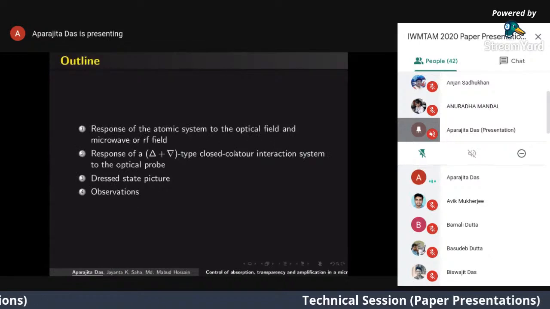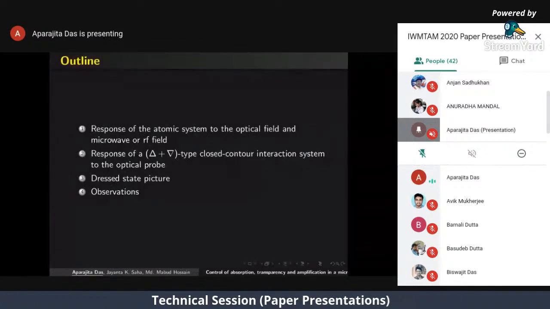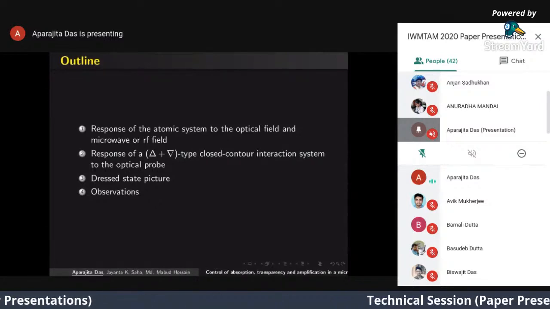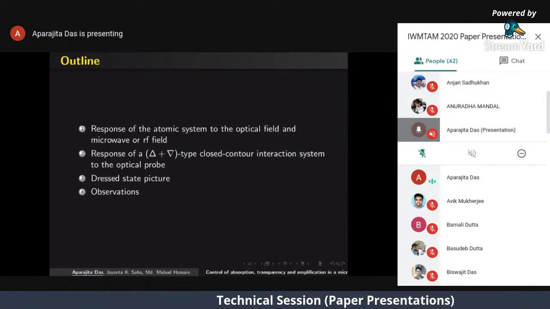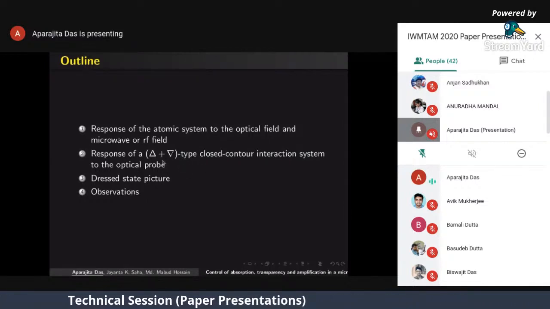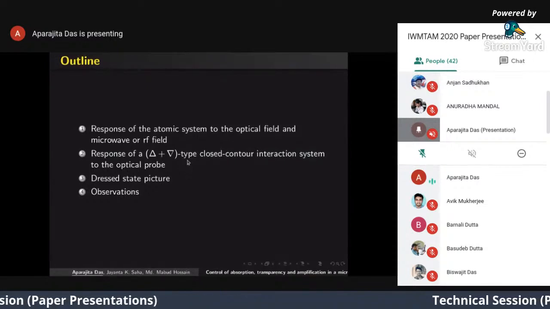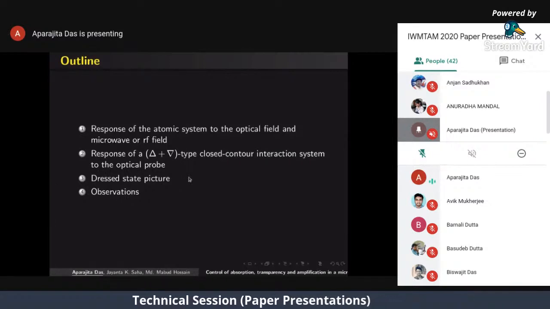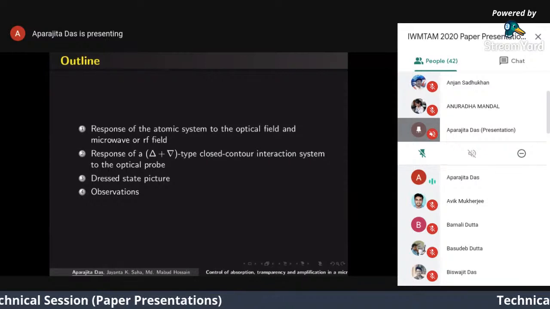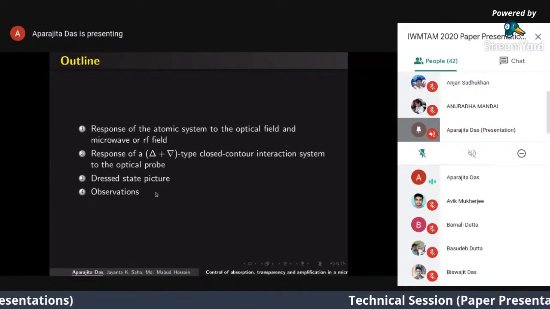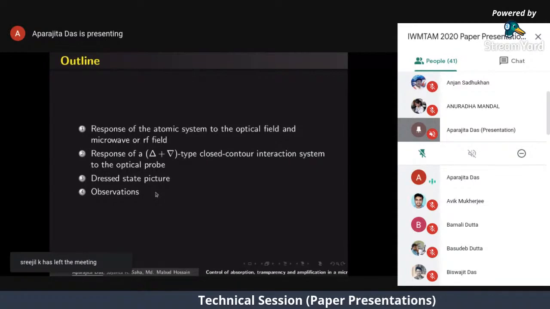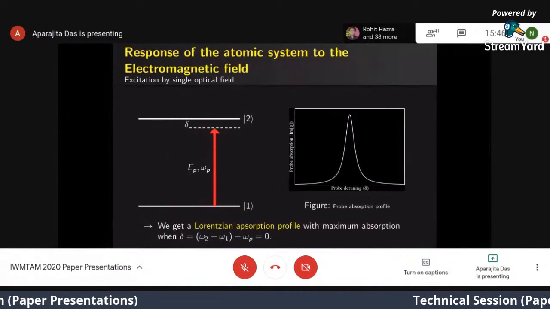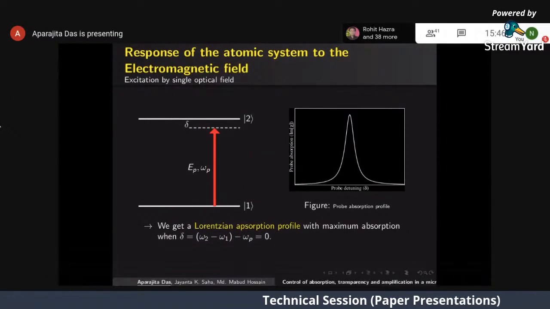This is the brief outline of my talk. First of all, I shall discuss the response of the atomic system to electromagnetic fields. Then I shall introduce the system that we have chosen for our investigation. After that, I shall discuss a little bit on the dressed states and the dressed state picture. And last, I shall conclude with the observations.